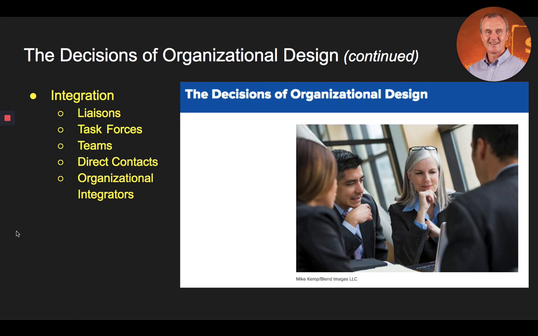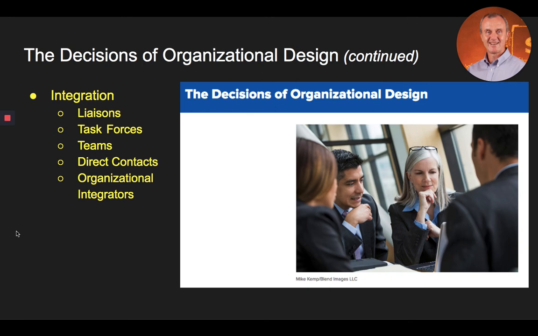Direct contacts are continuing relationships between managers and employees of different departments that expose these individuals to the challenges other departments face. Managers and employees from different sectors in the organization work together to solve problems that may affect them individually in different ways. Finally, organizational integrators.